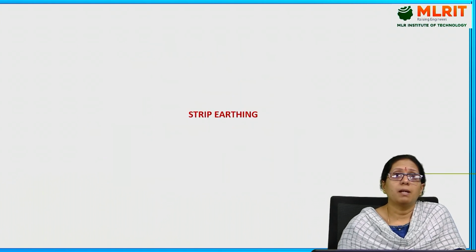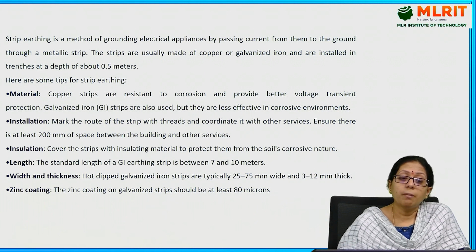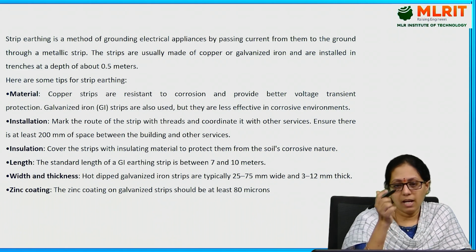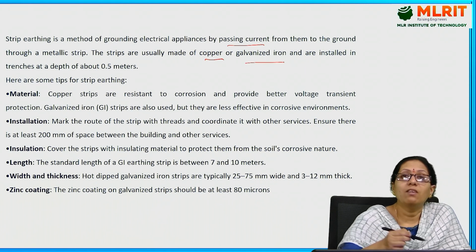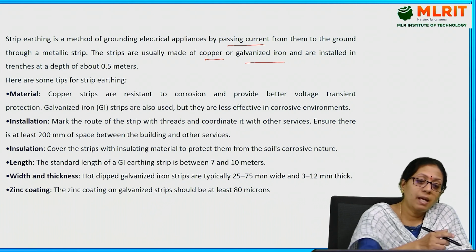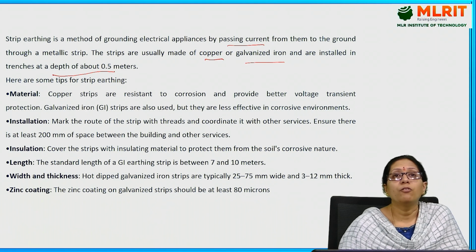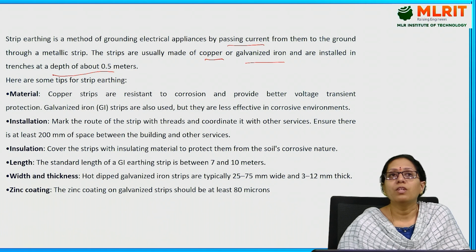Okay. Next type is strip earthing. Strip earthing is a method of grounding electrical appliances by passing current from them to the ground through a metallic strip. The strips are usually made up of copper or galvanized iron, and are installed at a depth of about 0.5 meters. Means they are being placed at a depth of 0.5 meters.